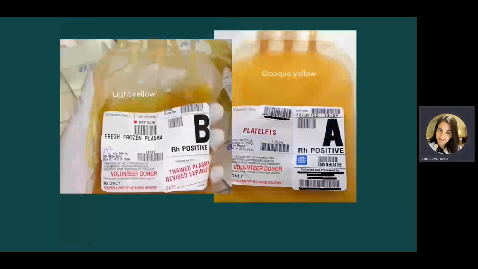Another thing that I'll show you is that both fresh frozen plasma and platelets are yellow. And the way to identify them is that frozen plasma is light yellow.